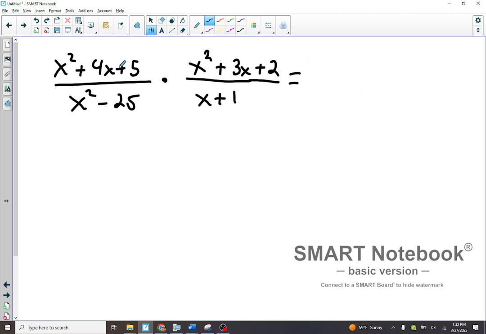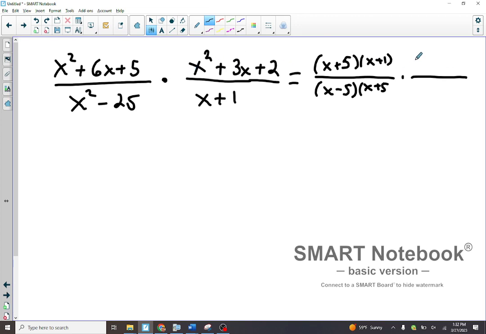So this one, I'm going to factor the top left. So that's x plus, oh wait, I have to fix this. It should be 6, the middle of this one, because then it would work. x plus 5, x plus 1. The factors of x squared minus 25 is x minus 5, x plus 5, times. Over here, x plus 2, x plus 1. You have to factor it out first, then multiply. I recommend doing that.